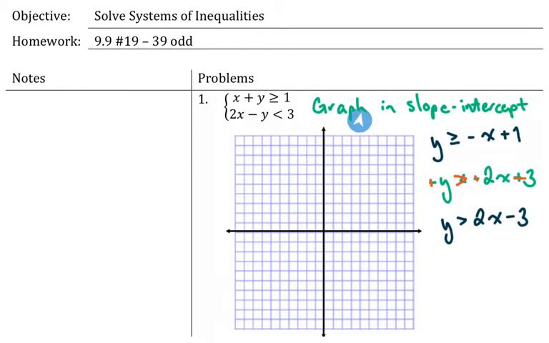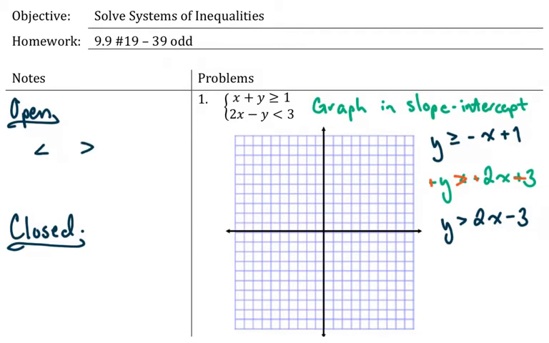So once they're in slope-intercept form, we're going to graph. And if you remember correctly, when it has greater than or equal to or less than or equal to, that line is going to be different than if it's just like this. And that's when we ask ourselves the question, is that boundary open or closed? If it's an open boundary, that means we're using either the less than sign or the greater than sign. If it's closed, it's less than or equal to or greater than or equal to. The open boundary is a dotted line, like this, and then the closed boundary would be a solid line.